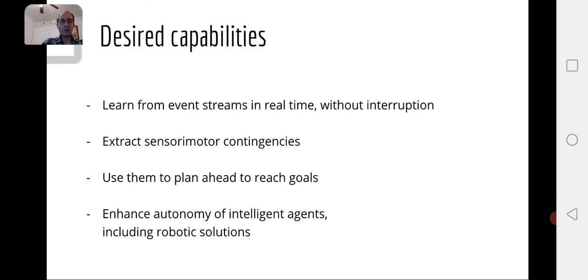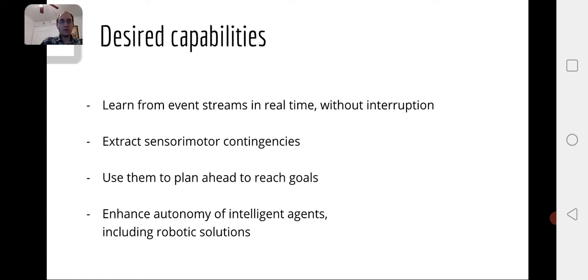The desired capabilities are, as I already mentioned, to learn from event streams in real time without interruption, and to be able to extract sensory motor contingencies out of those event streams. Some of those events correspond to own motor actions, and this is how sensory motor contingencies are essentially extracted. They essentially encode under which context or other happening events a certain operation event leads to other events to occur.